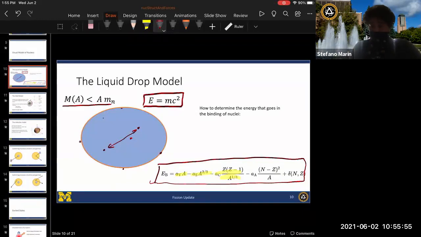Of course, for example, heavy nuclei are usually not spherical, but here the surface term is assumed to be spherical. So there are a lot of things that could be improved.